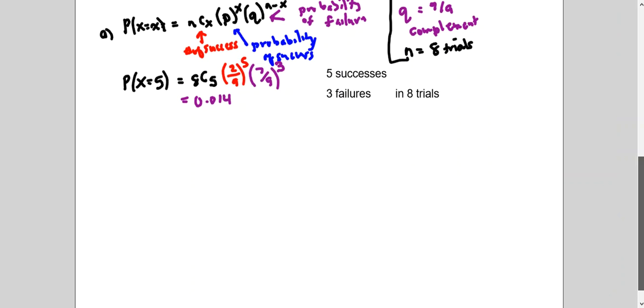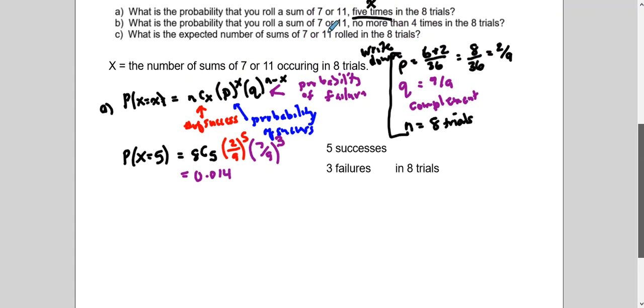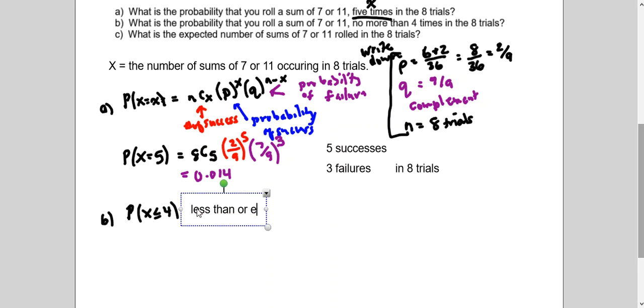All right. So the second question was, if I go back up, what's the probability of rolling a sum of 7 or 11 no more than 4 times? So the way that looks, all right, so no more than 4 times, we want to think about less than or equal to 4. Okay, so that's where we're going to take a look at.